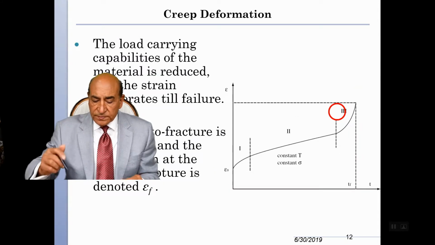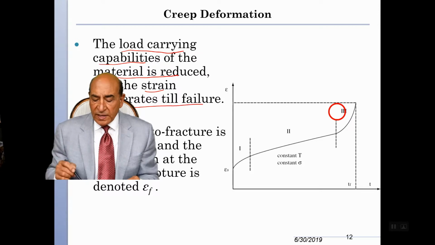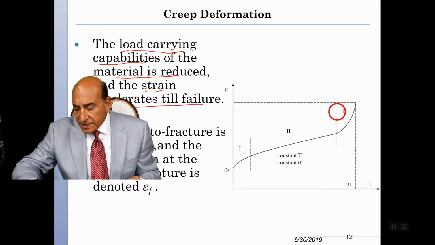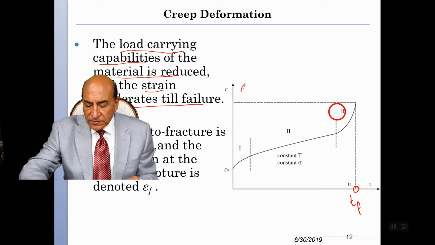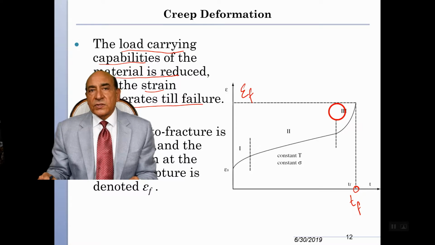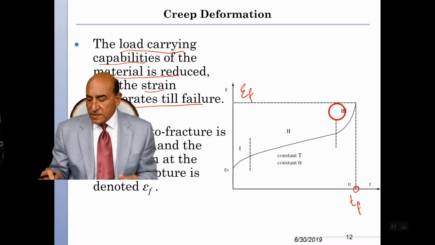And therefore, the load carrying capability of the material is reduced, and the strain accelerates to failure. And this is characterized by the time to failure or time to rupture, as I mentioned, and also a strain to failure or strain to rupture. Either we can use the subscript R or the subscript F to indicate failure or rupture.